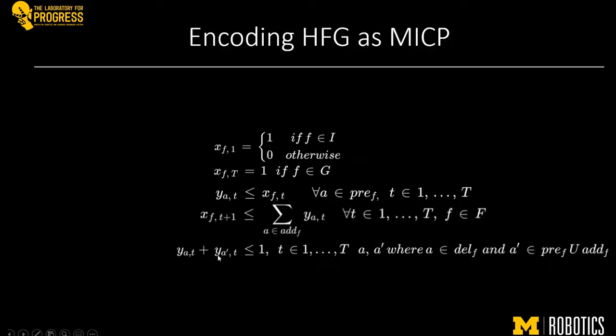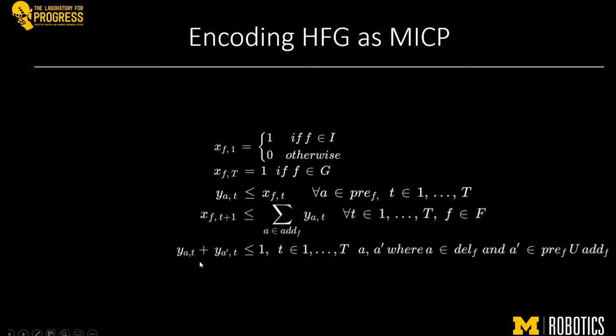Because if this and this is 1, then you're going to get 2 is less than 1, which is not valid. And if both of them are 0, then it's valid. And if one of them is 1 and the other is 0, it's also valid. So this is a way of expressing that exclusivity constraint, logical exclusivity, as a linear inequality constraint.